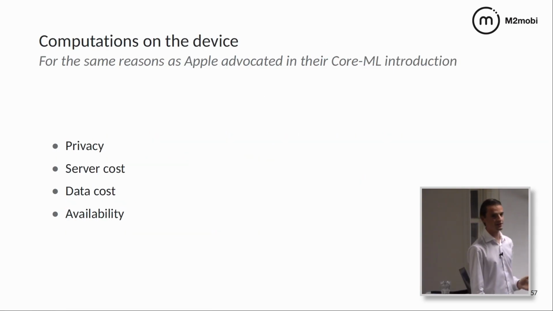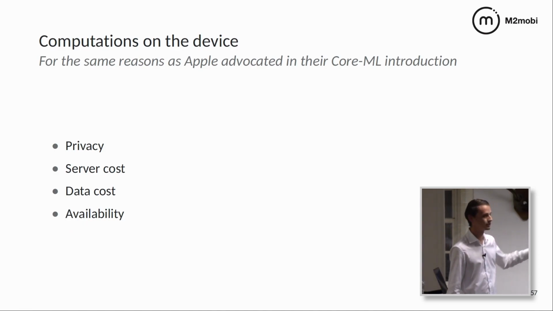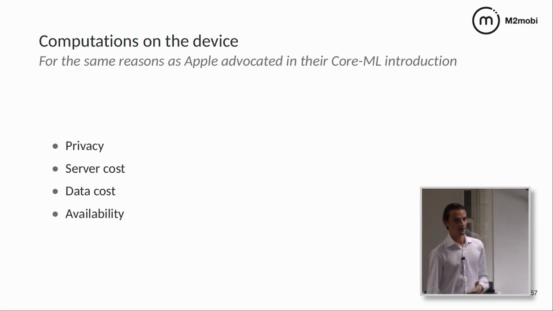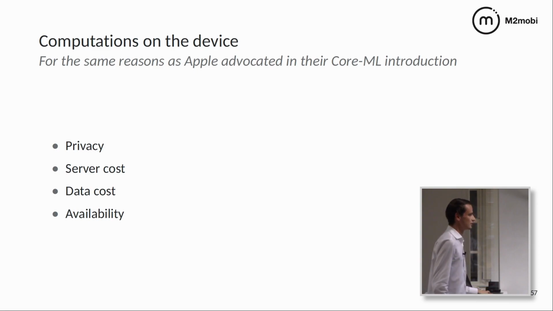So why would you do the computation on device? Well, I told you about data cost, but these are the reasons Apple gave us with their Core ML talk as well. People care about their privacy. I don't want my identity card to be sent to some random server when I'm not certain about it.